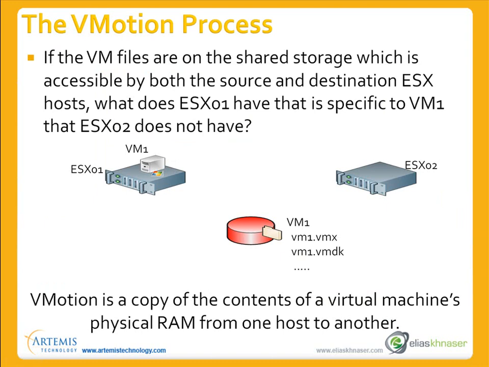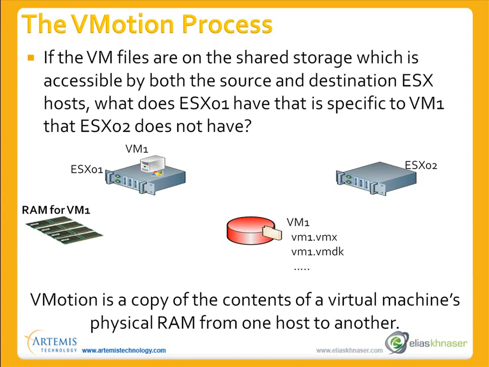So the VM files are all located on shared storage, and in the graphs that we have here, you'll notice that both ESX01 and ESX02 can access the same shared storage. So what does ESX01 have as far as VM1 is concerned that ESX02 does not have? And I'm going to bring up this cool animation here, and you'll notice that the RAM for VM1 is being held by ESX01. So the only difference between ESX01 and ESX02 is that ESX01 holds the RAM for VM1 because the files are both on shared storage and shared storage is accessible from both hosts.